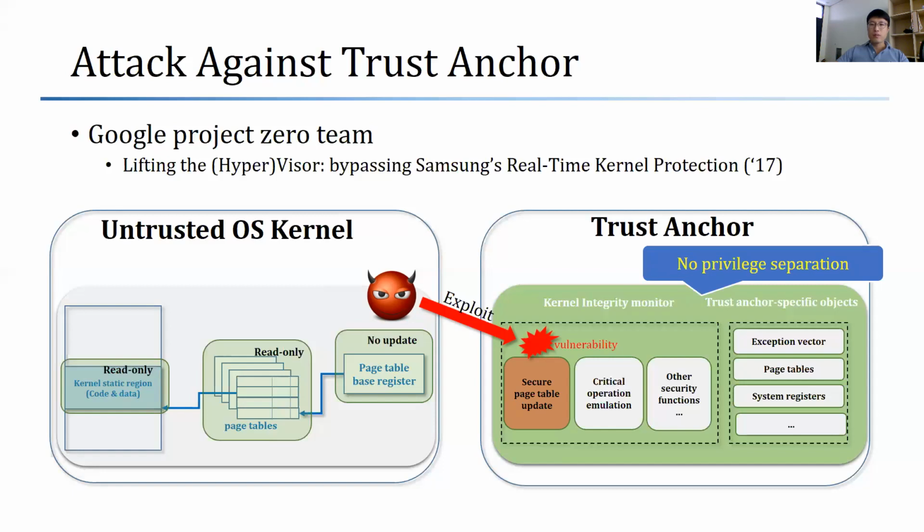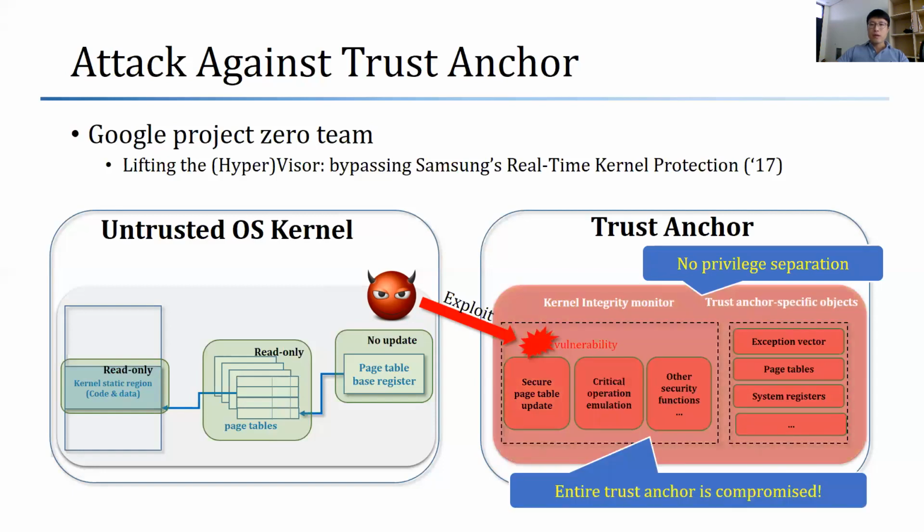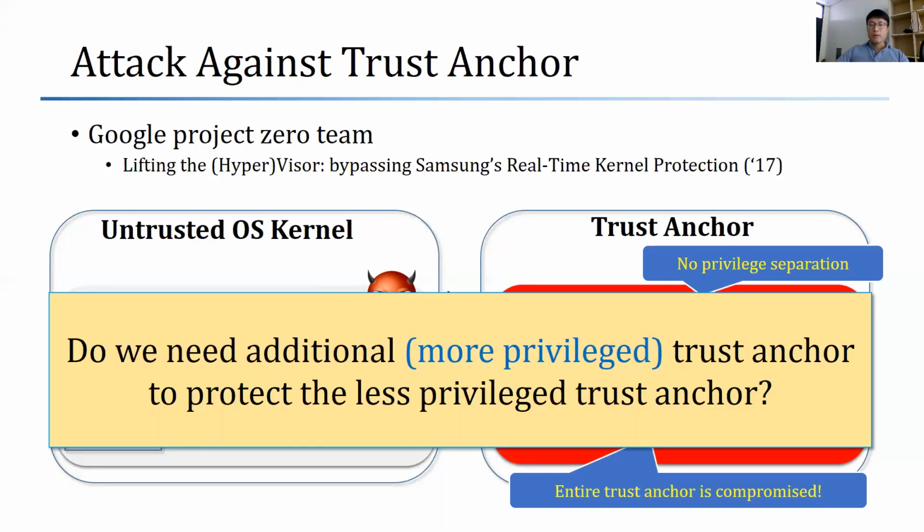Unfortunately, there is no privilege separation in the trust anchor. Thus, once the attacker compromises one of the trust anchor services, it can readily compromise the entire trust anchor. So the research question arises: do we need an additional, more privileged trust anchor to protect the less privileged one?